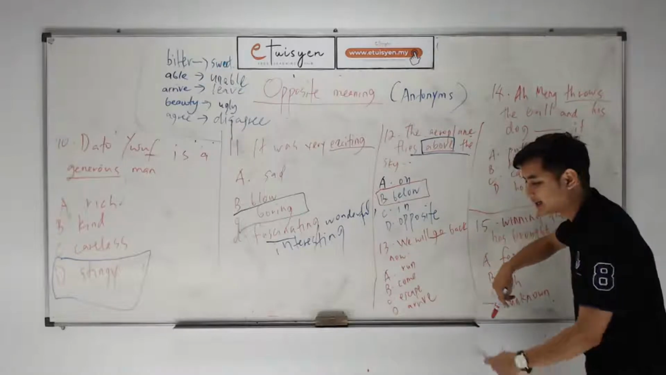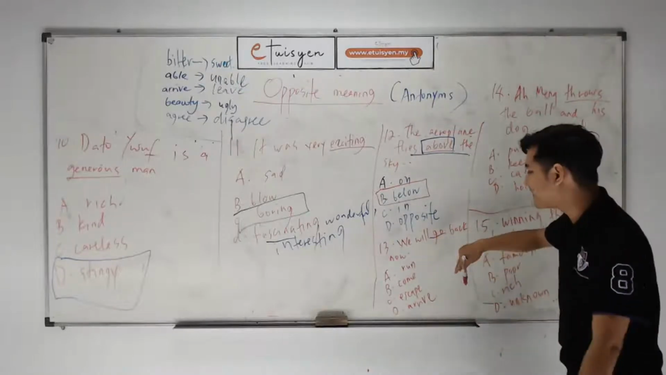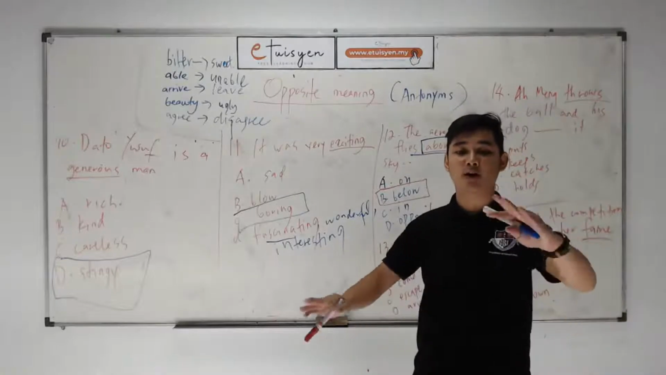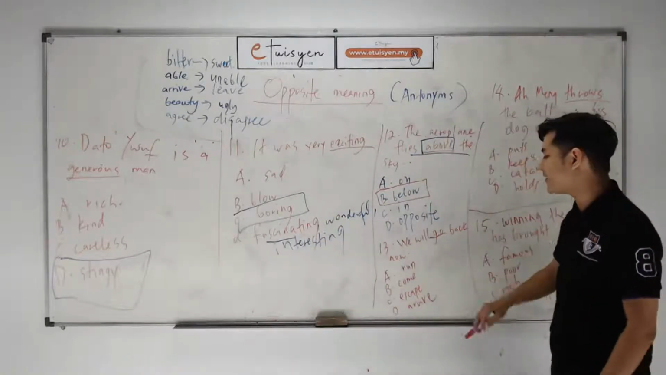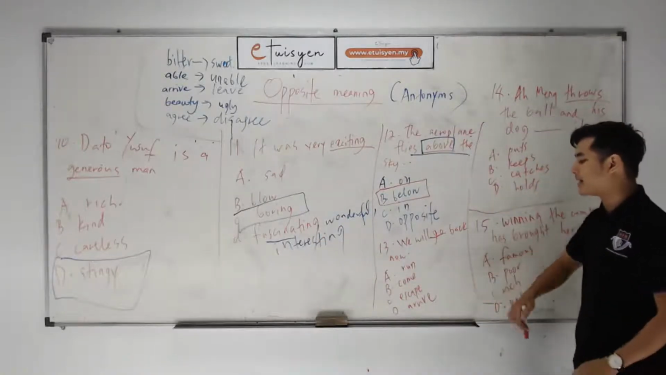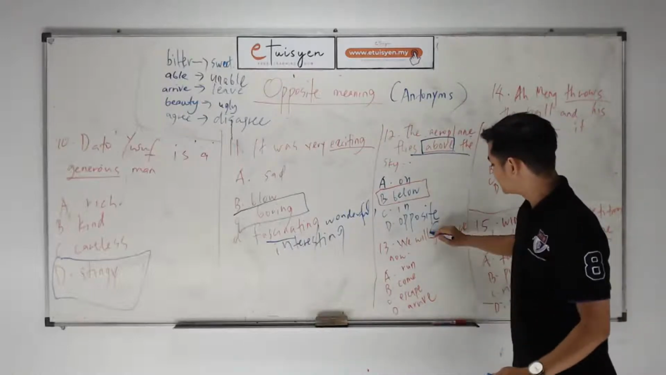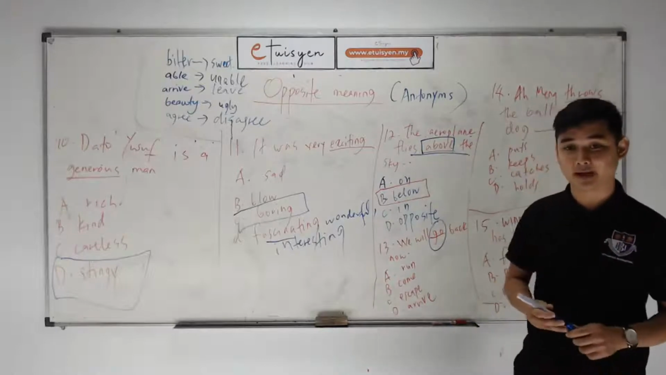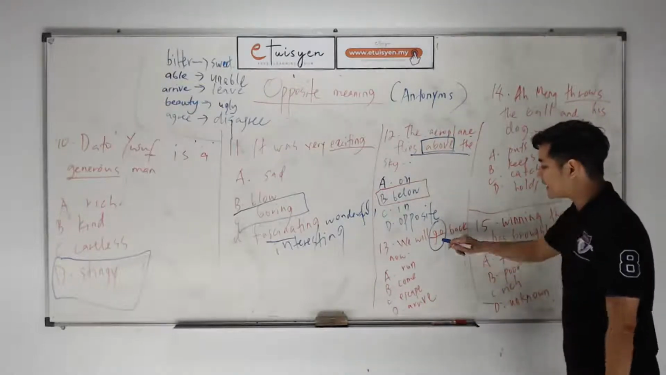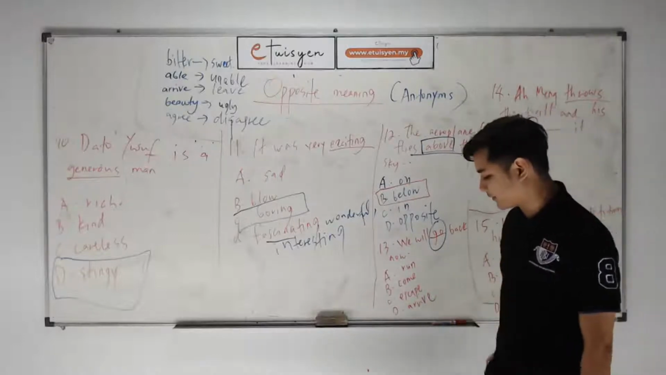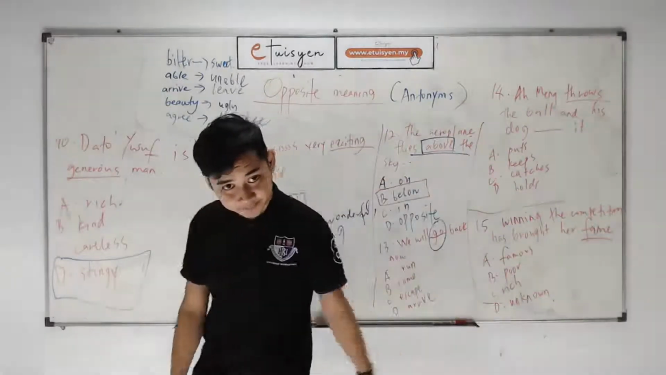Number 14. Kecil sikit. Agak kecil sikit tapi I hope you boleh nampak lah. We will go back now. So we have run, come, escape, arrive. Okay. Opposite meaning for go. Apa dia? Lawan kata bagi go. Run, come, escape, arrive. What is your answer?